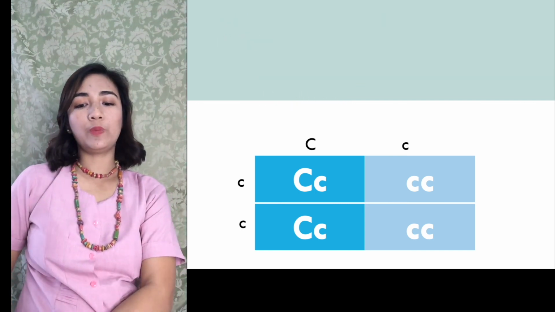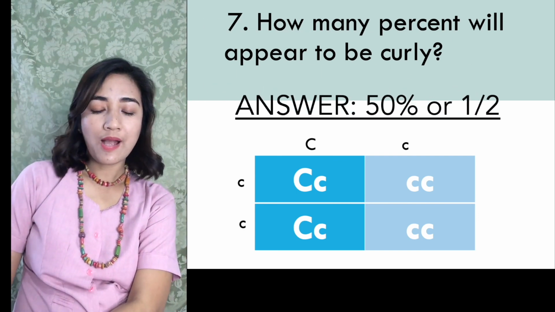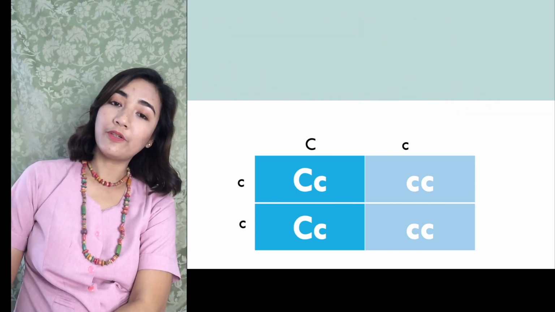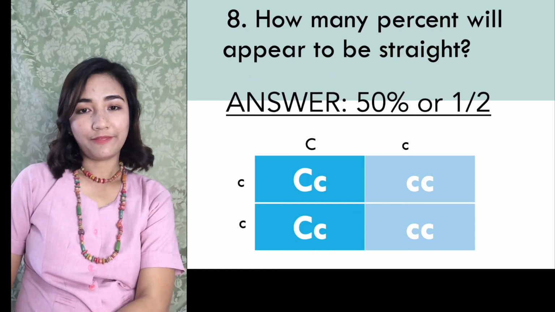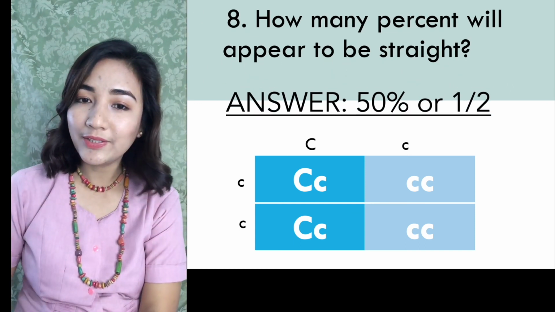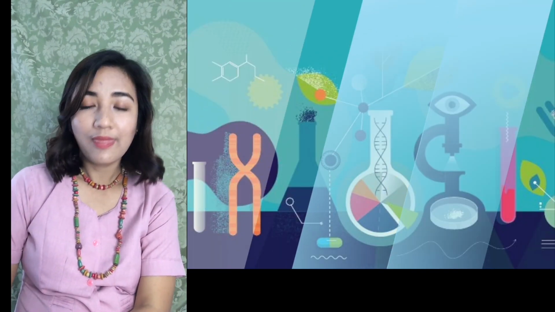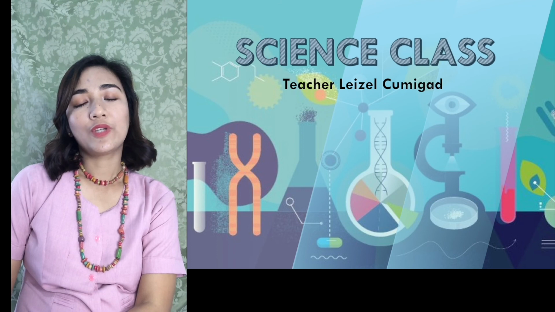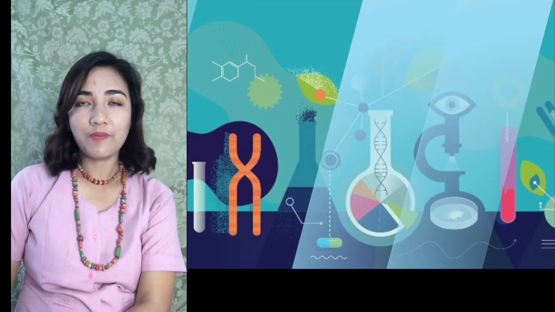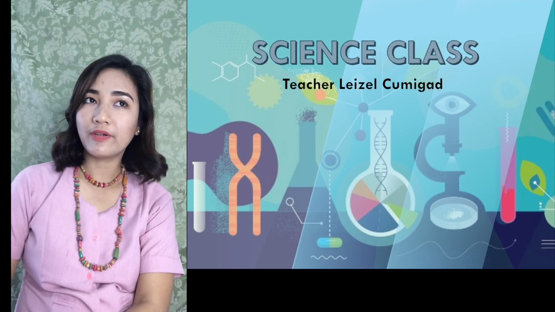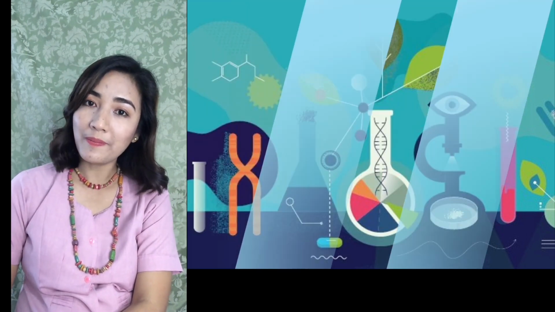How many percent will appear to be curly? It's 50% or 1/2. How many percent will appear to be straight? It's 50% or 1/2. So there you have it. Do you now understand how to make use of the Punnett Square? Now, you can try to test cross what will be your offspring if you marry a curly hair and you're a straight hair. If you marry a tall guy and you're a short woman.